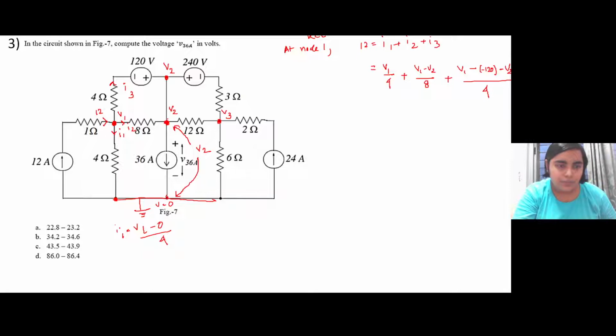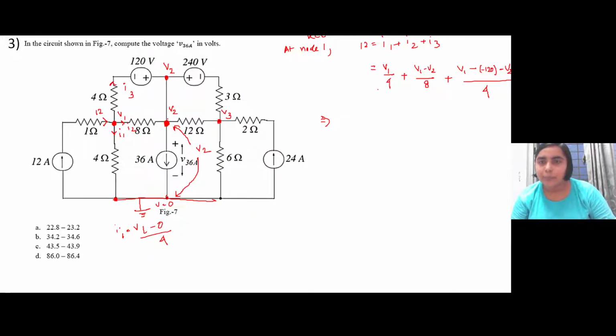You'll have to simplify this equation and write it in terms of V1 and V2. You can simplify it on your own, and we can move forward with the next node, applying KCL at the next node.